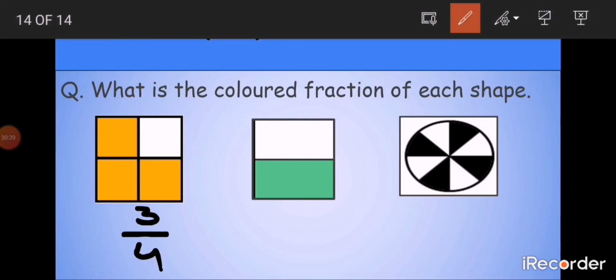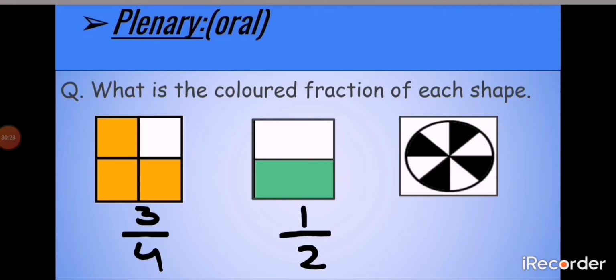So we will write the fraction by drawing a line. And we write the total parts down, that is the denominator. Now check out the colored part. One part is colored. We write it above the line. So 1 is colored out of 2.